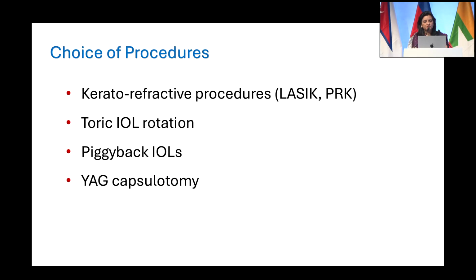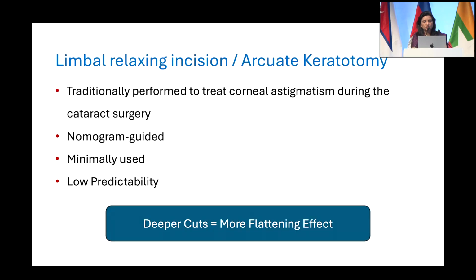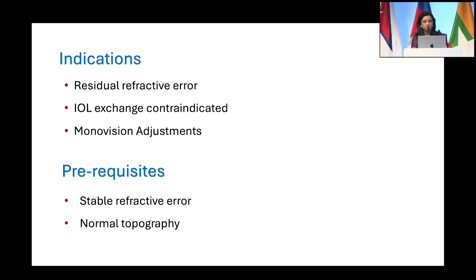So the choice of procedures could be keratorefractive procedures, toric IOL rotation, piggyback IOLs, and sometimes even YAG capsulotomies for problems that have occurred. Keratorefractive procedures would include LASIK or PRK. This can be the first treatment for residual refractive error, and there is a high probability of success in achieving targeted refraction, provided the residual refractive errors are really not too much. The limbal relaxing incision or arcuate keratotomy was traditionally used earlier, which was nomogram guided, but the only thing is it doesn't have very high predictability. So more or less, as far as premium IOL implantation is concerned, it is not used.